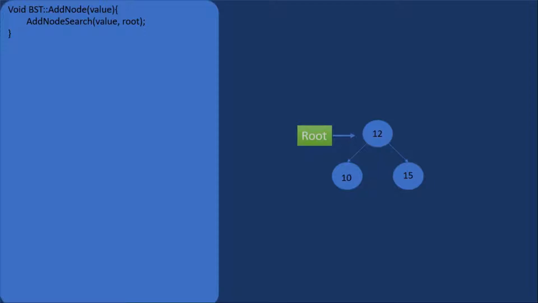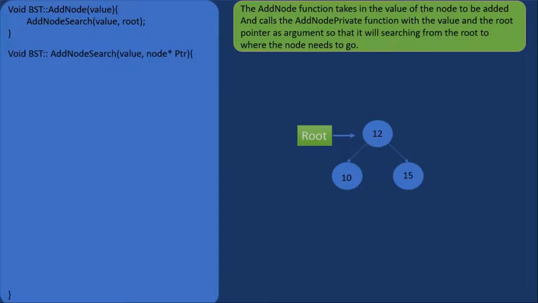Now let's talk about what happens when the add node search function is called. First, we check if the root pointer is equal or pointing to null, meaning the tree is empty. If that's true, we set the root pointer to the node we are adding, and it becomes the root node. Okay, the second case is where the root pointer is not null.